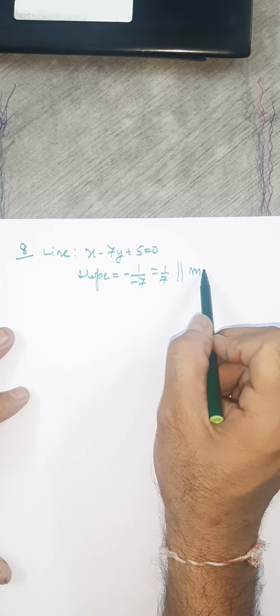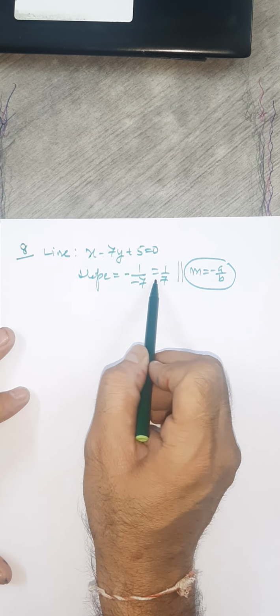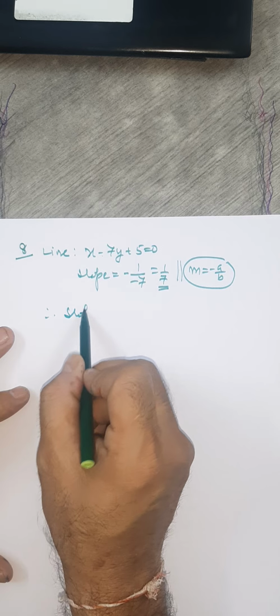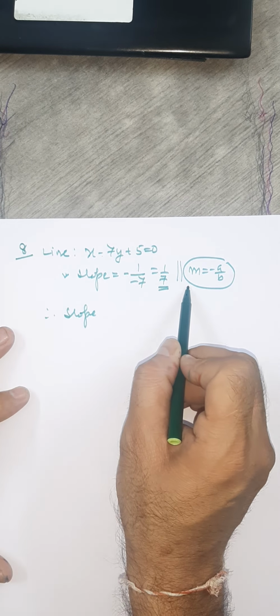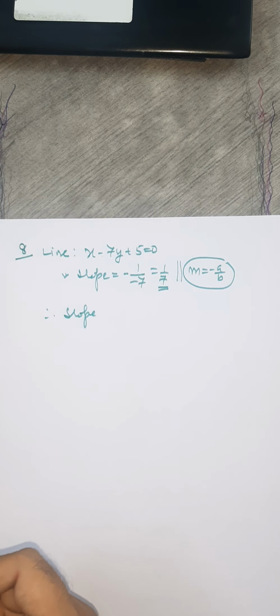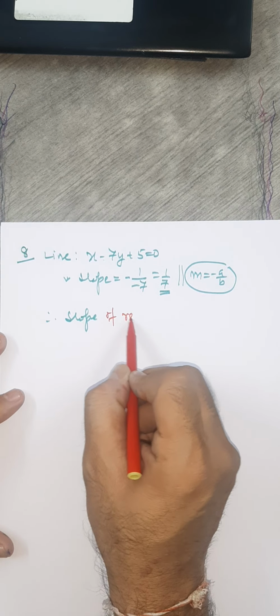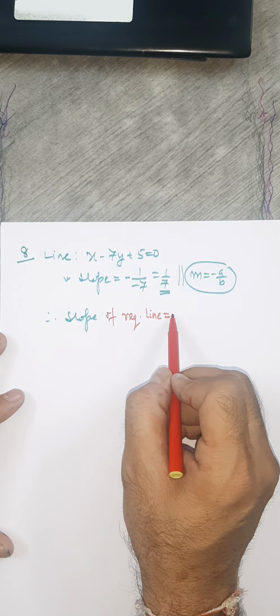Which concept have you used? Minus a by b. Slope of the given line: a is 1, b is minus 7. So slope of the required line. Now this is known to you. The only new thing is how to get the slope. We are using the third way to get the slope. So slope of the required line equals the reciprocal with opposite sign. So it will be minus 7.